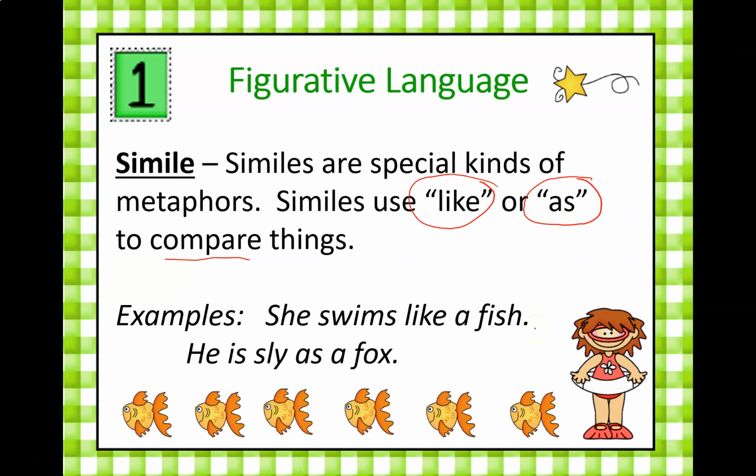Obviously she's not a fish, but she swims as fast as one. And he is sly as a fox. This shows that he is cunning and he is very much like a fox. So they used the words like or as.